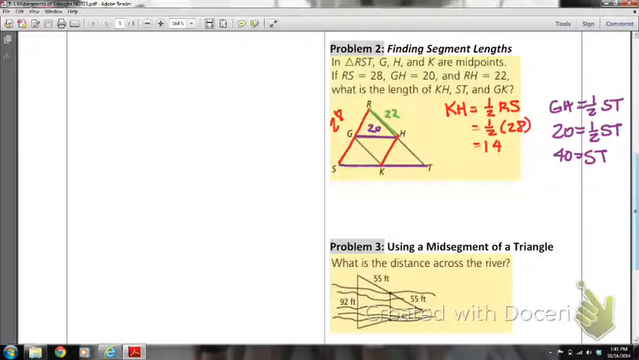The last one we have to find is GK. GK is the mid-segment that's parallel to the side RT. So GK is half of RT, and half of RT is RH. So that means that GK is equal to RH. So it's equal to 22.